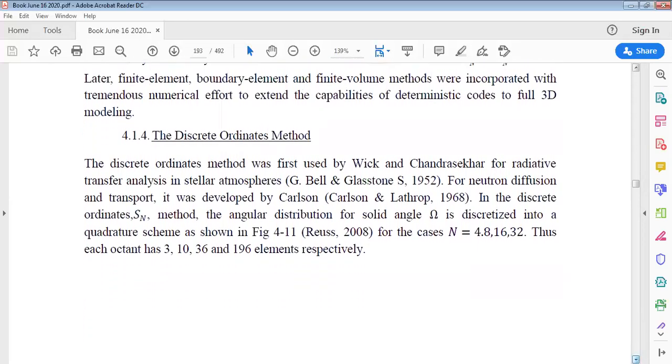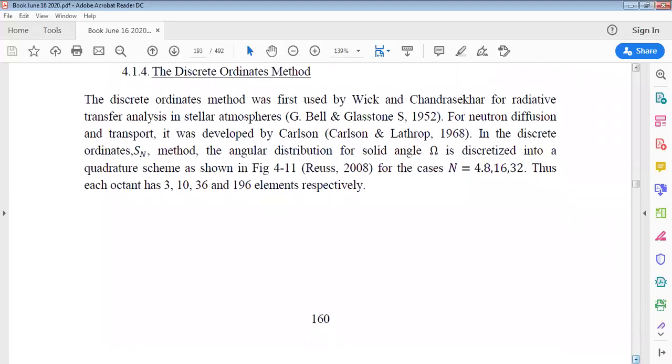Now let's start with the discrete ordinates method, used extensively. Discrete ordinates. So we discretize the ordinates. We discretize the angular flux into a finite number of angles. Now, the discrete ordinates method was first used by Wick and Chandrasekhar for, as I mentioned before, radiative transfer analysis in stellar atmospheres. And there's a very comprehensive review of the method, the whole chapter in Bell and Gladstone, 1952.